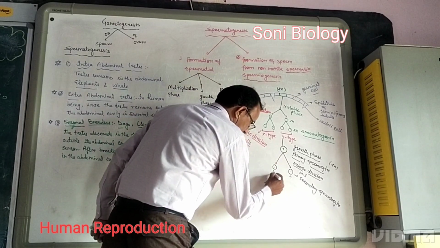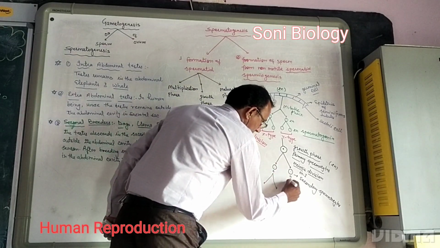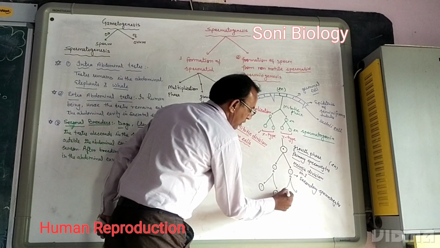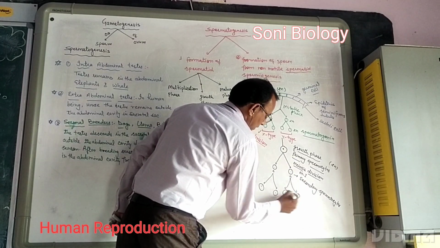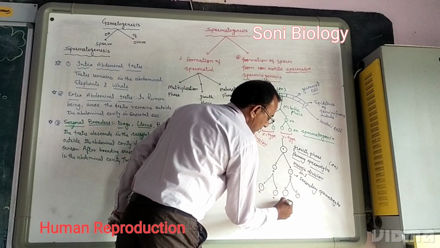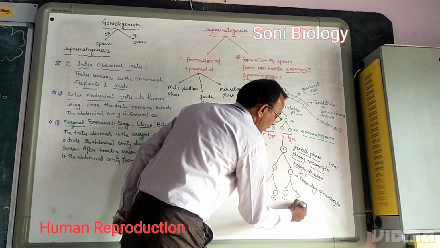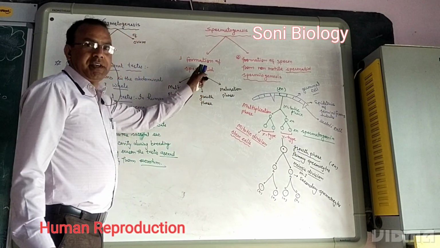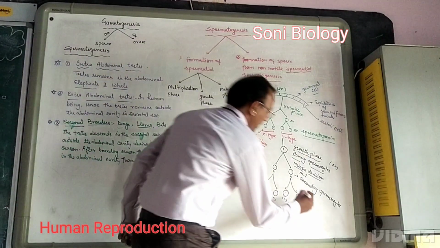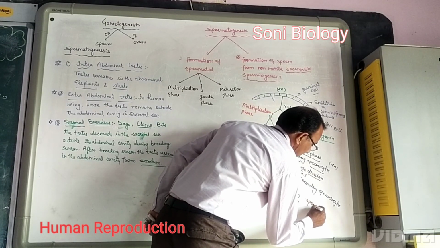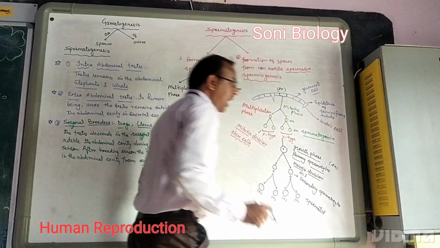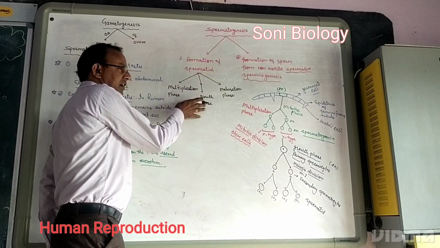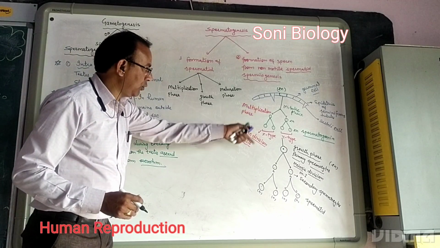Again, these cells enter into M2 phase. In M2 phase, there is formation of four cells. These are also haploid. These cells are called spermatids. How does this formation of spermatid take place? We have seen that the formation of spermatid is completed in three phases, but we have discussed only two phases.